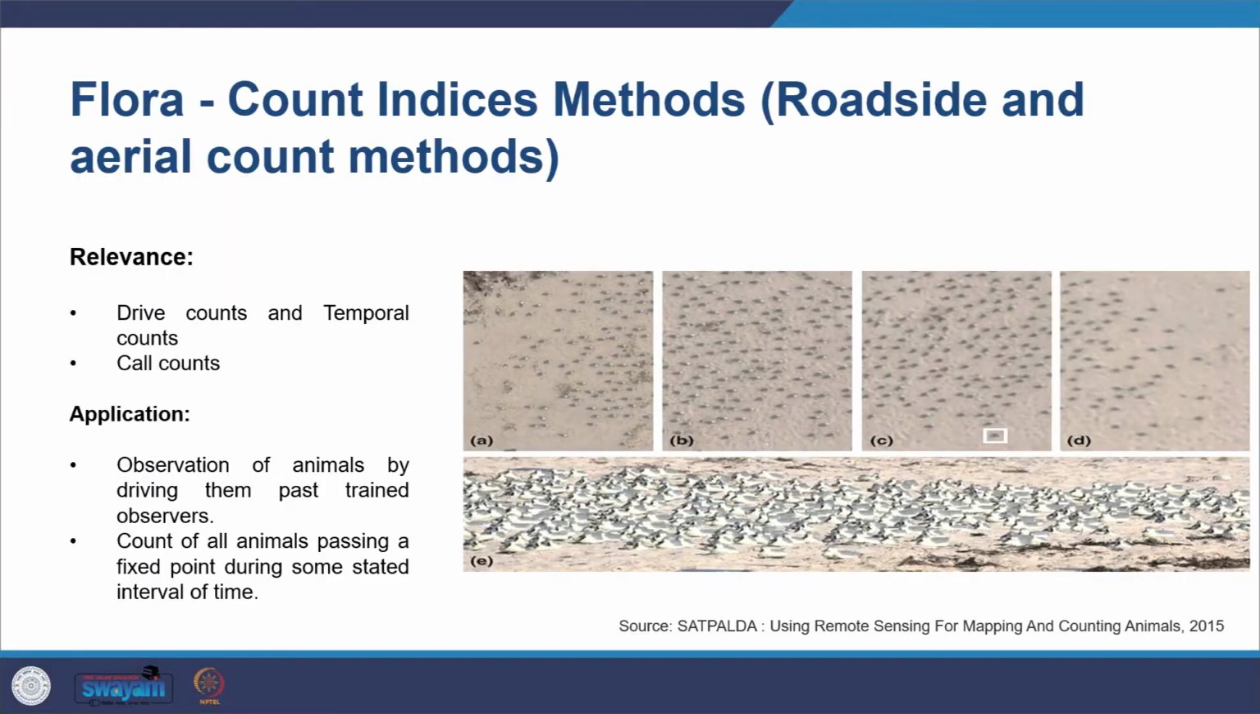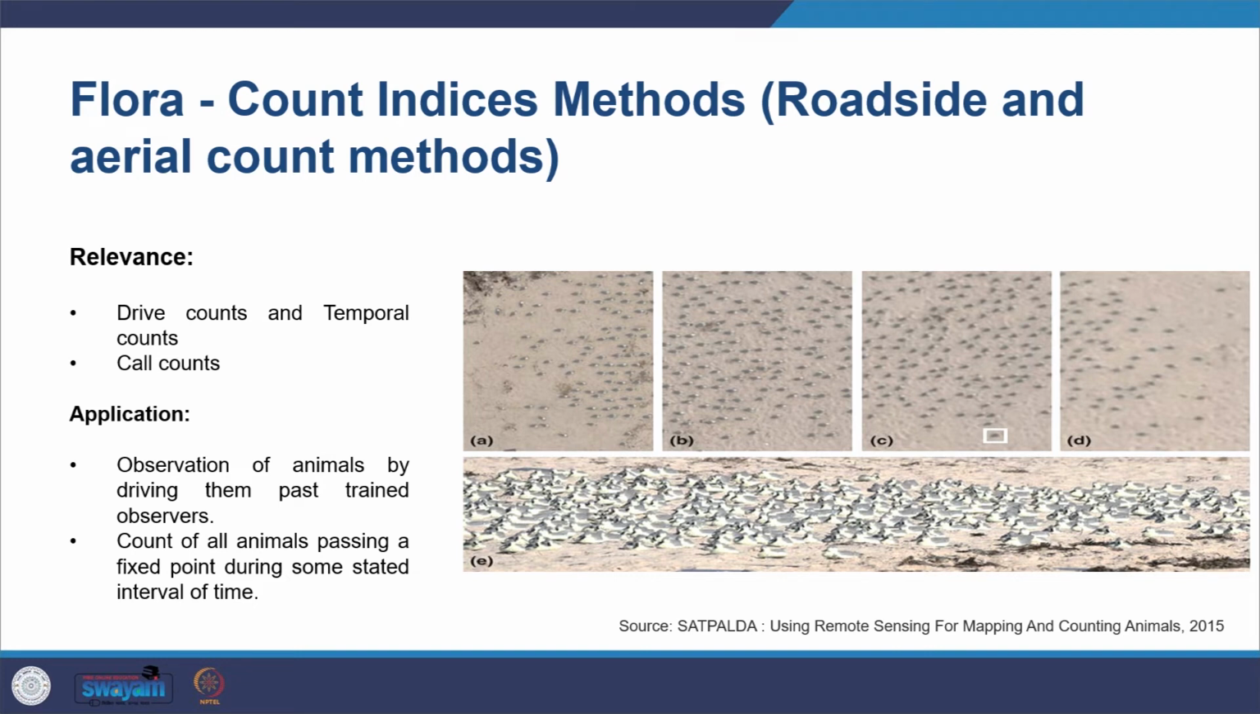Then you find another method, that is the count indices method, with roadside and aerial count methods. So you drive and count, and you also do temporal counts, and call counts also you undertake. So here you can see how it has been used for mapping and counting animals. Through this it provides an index for various species in the area, and because you have indexes, it allows comparison through seasons or between sites or habitats.